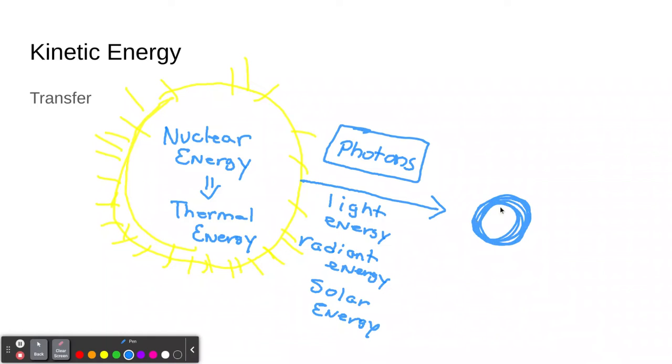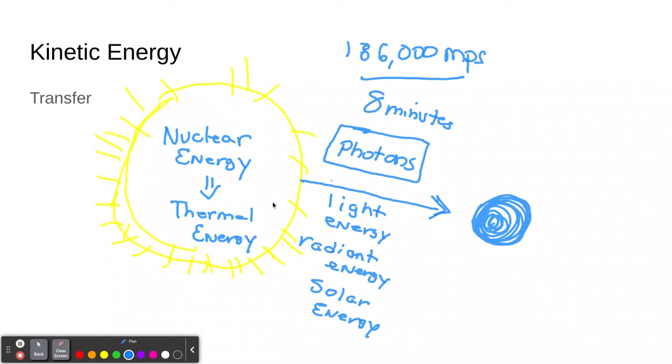Here we are, waiting for that light. And the photons take about 8 minutes to reach us. Because remember, they are traveling the speed of light, which is 186,000 miles per second, extremely fast. So let's look more about this nuclear energy to thermal energy to light energy.